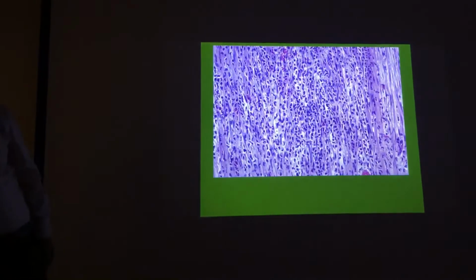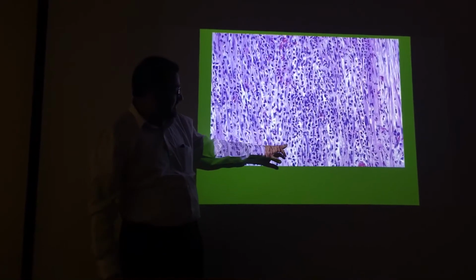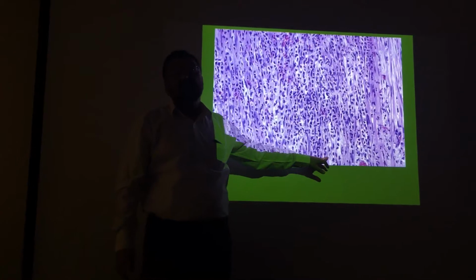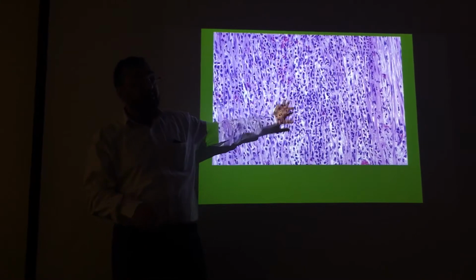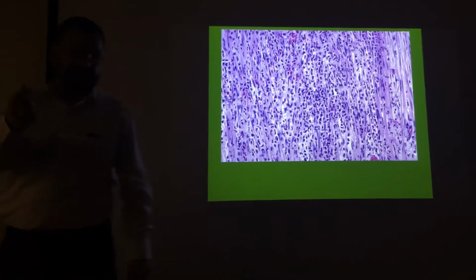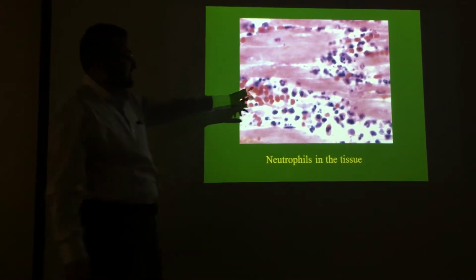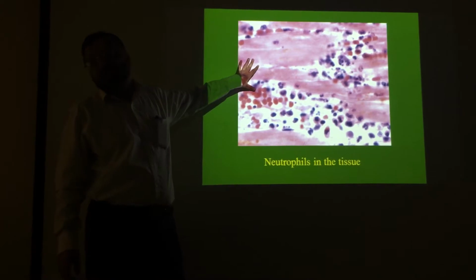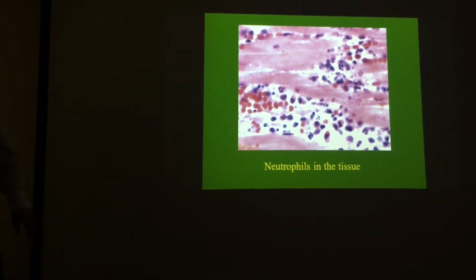Now if you see cells with different lobes, like 1 and 2 lobes, 1, 2 and 3 lobes, these will be neutrophils. When neutrophils are present in the appendix, it means acute appendicitis or acute inflammation. So the most important cell in acute inflammation is the neutrophil.